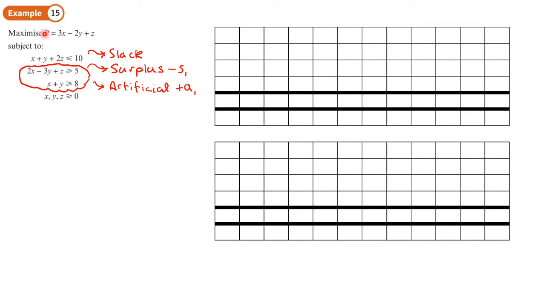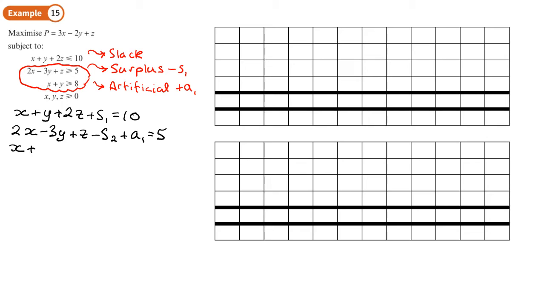And where we have any objective functions, we rewrite those as P with some sort of function equals 0. So let's start with our equations. So we've got x plus y plus 2z plus S1 slack variable equals 10. Second equation, 2x minus 3y plus z. Now we subtract a surplus variable and add an artificial variable equal to 5.